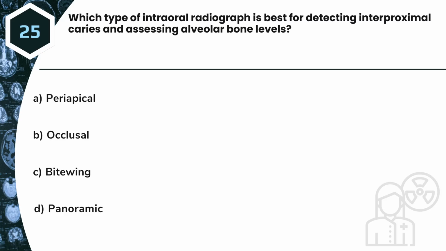Question 25. Which type of intraoral radiograph is best for detecting interproximal caries and assessing alveolar bone levels? A. Periapical. B. Occlusal. C. Bite wing. D. Panoramic.